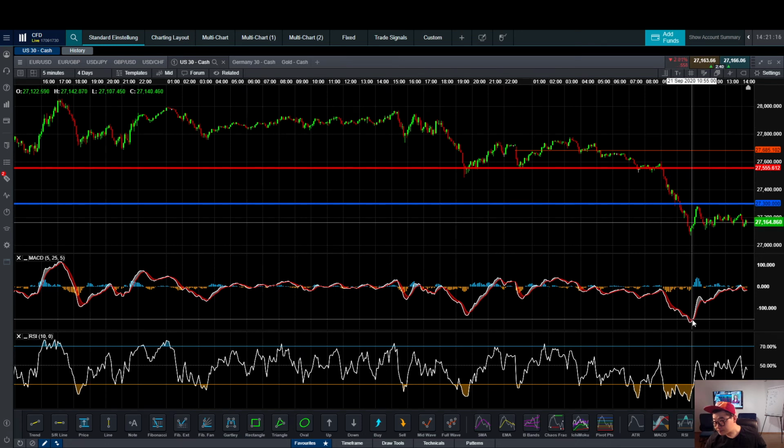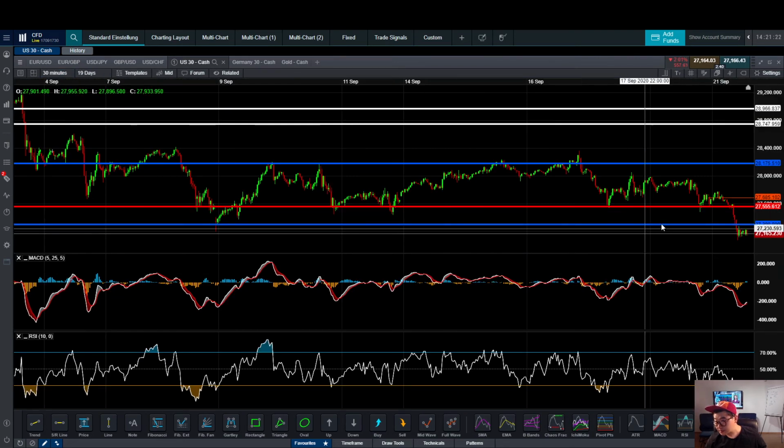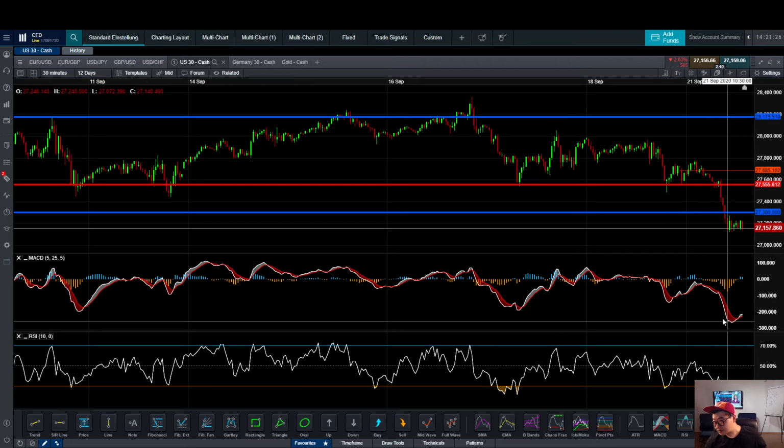Here again, it didn't make a lower low anymore, so there's no divergence up here. What about in the 30 minutes? Also not. Whilst the 30 minutes is oversold, but this is completely there.